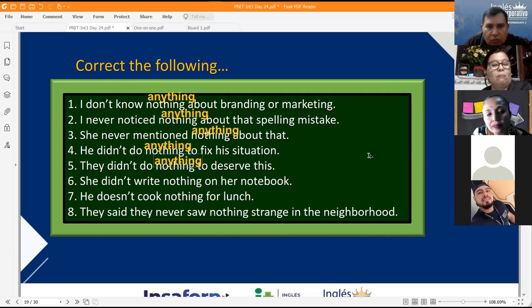Sentence two is not negative, but it's never. Never means not ever, right? It already includes a negative. Not ever is never. So it's never, which makes the sentence negative. That's why you say, I never noticed anything. She never said anything. I didn't do anything. All sentences negative, anything.